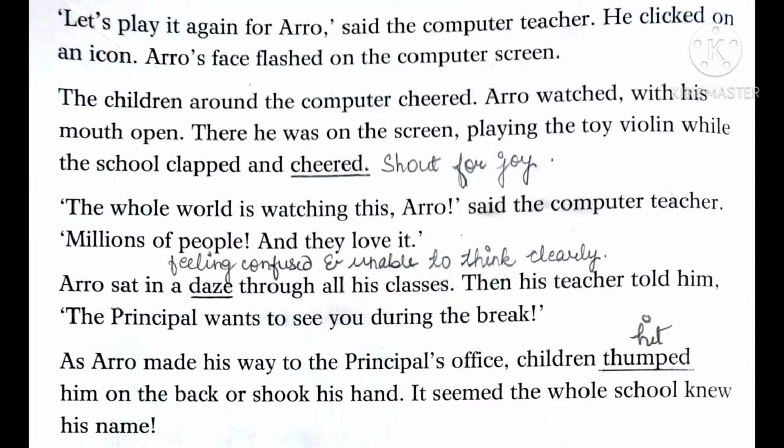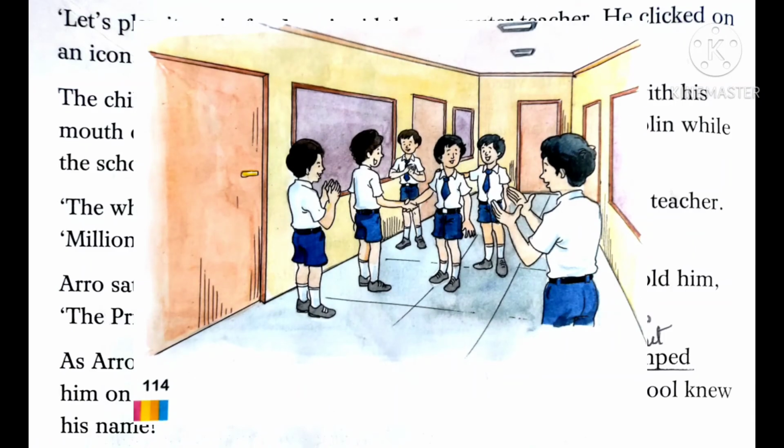Let's read further. As Arrow made his way to the principal's office, children thumped him on the back or shook his hand. It seemed the whole school knew his name. So students, when Arrow went to meet the principal sir during the break time, the children whom he met on his way to the principal's office thumped him and shook hands with him. Thump means hit. So children or other students hit with appreciation on the back of Arrow, and it was looking as if each and every student of the school knew his name, as he was receiving such warm appreciation from the other students of the school.